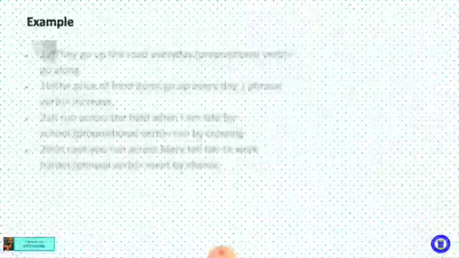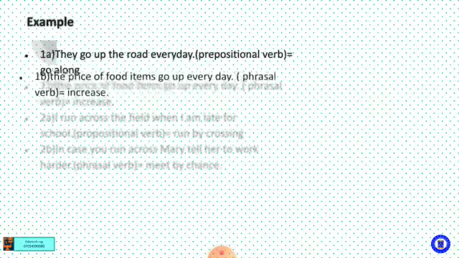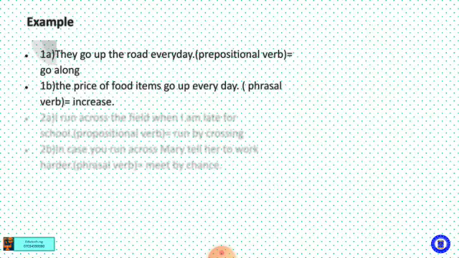Quickly, let's look at some examples, because the examples will help us to understand better. Now, the first one says, they go up the road every day. Now, in this sentence, our prepositional verb, as in the case of number one, is go up. They go up the road every day. Here, go up means to move along, to walk on a particular street or road every day.